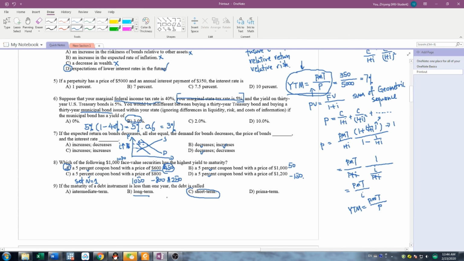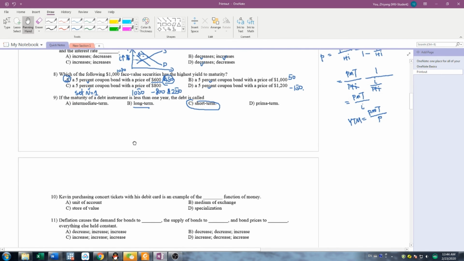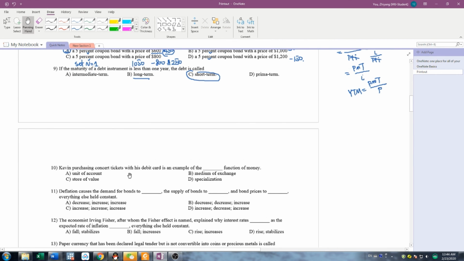Okay. So the last question I'm going to talk about today is question 10. Kevin purchasing concert tickets with his debit card is an example of what function of money? Obviously D is not even a function of money. Money has 3 functions: unit of account, medium of exchange, store of value. Whenever you see people using money to buy something, so purchasing something, then it is going to be the medium of exchange. Okay, so I'm going to select B.